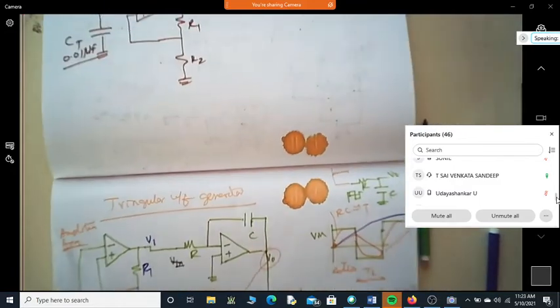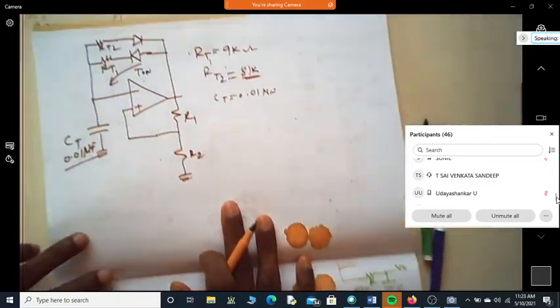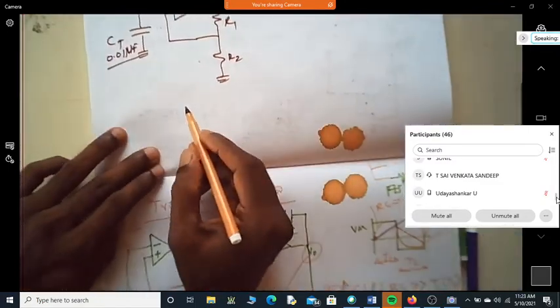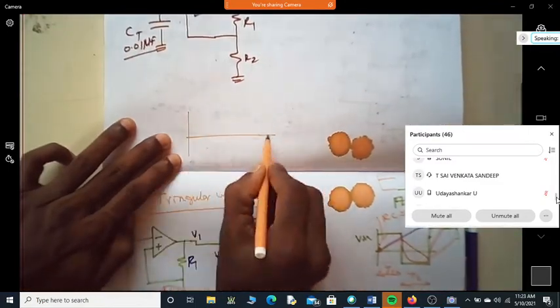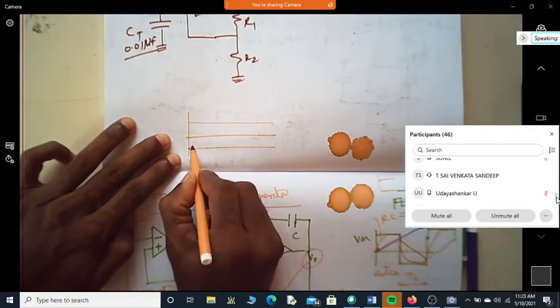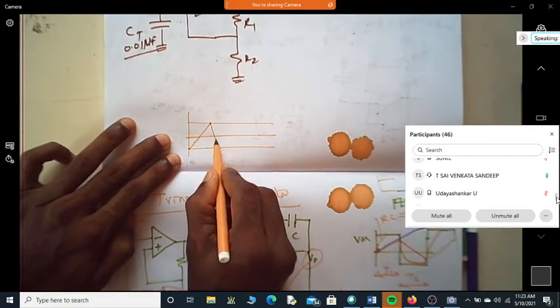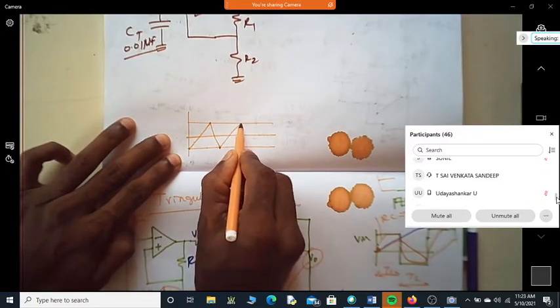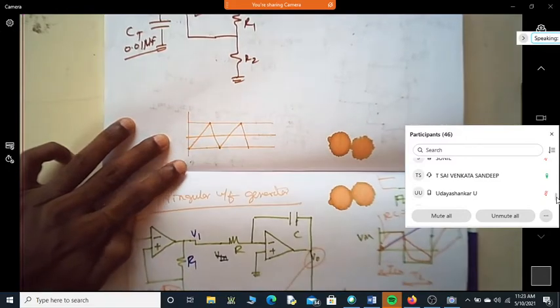Suppose I want to generate a waveform something like this. This is the height. Can you see what is happening here?